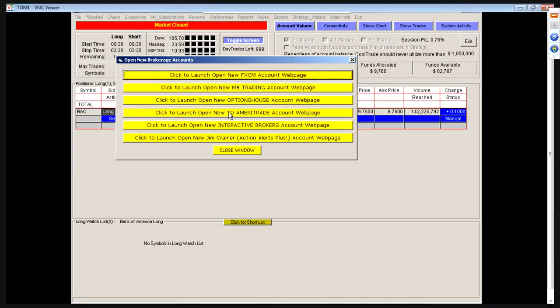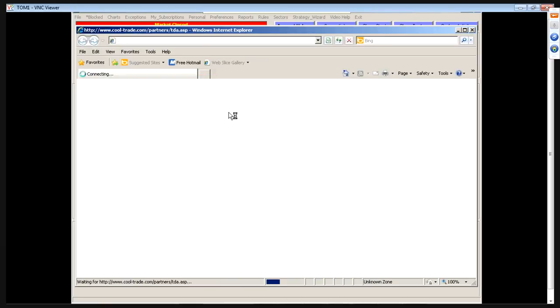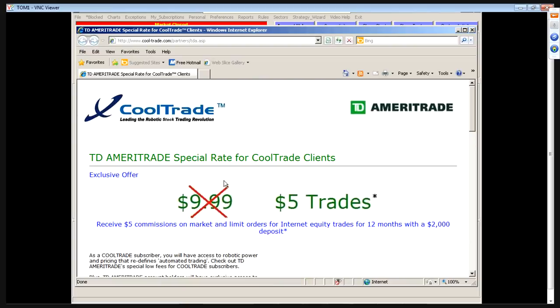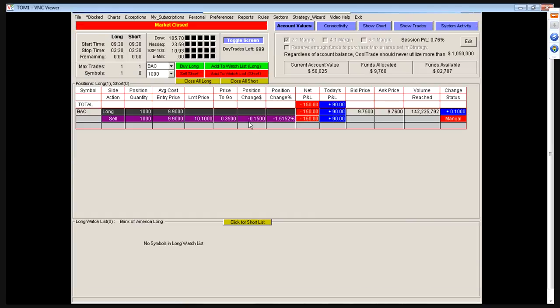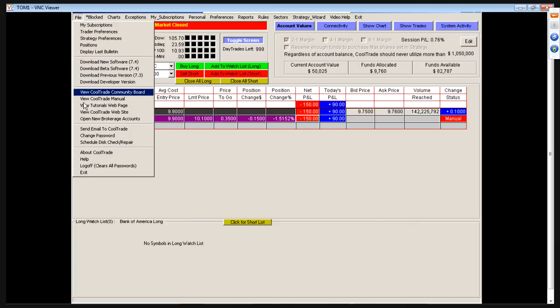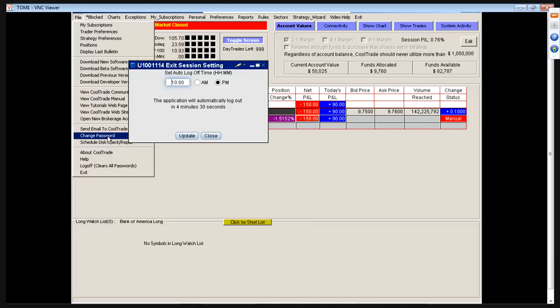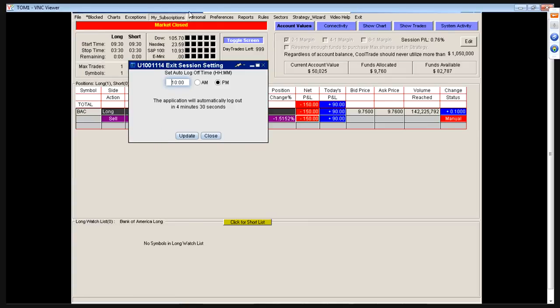Open a new brokerage account. You can do that too. If you do it right through the site, with TD Ameritrade, just for example, there's a special offer, and you actually get 50% off trades by using that special offer. I don't believe you can get that just walking into a TD Ameritrade office. It's a very special offer that they don't advertise. That's specific just for CoolTrade. So if you ever need to change your password, you can do that here.